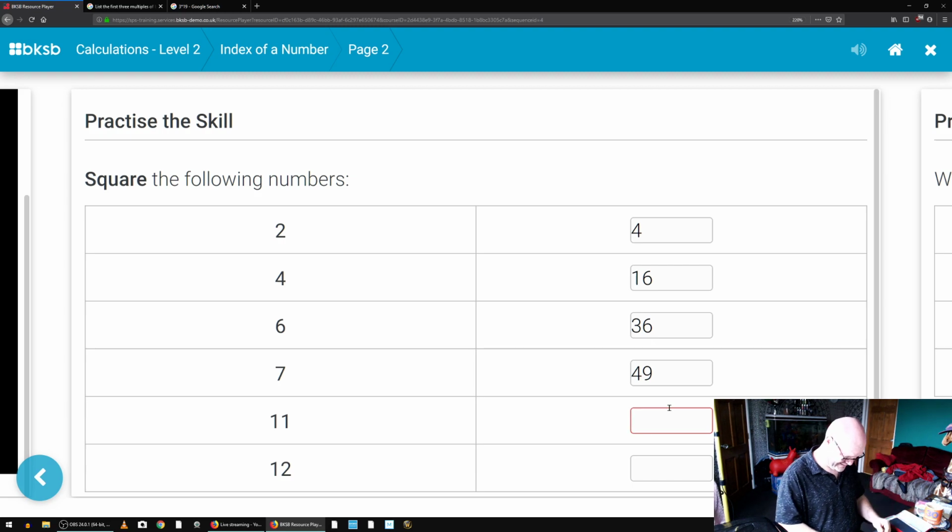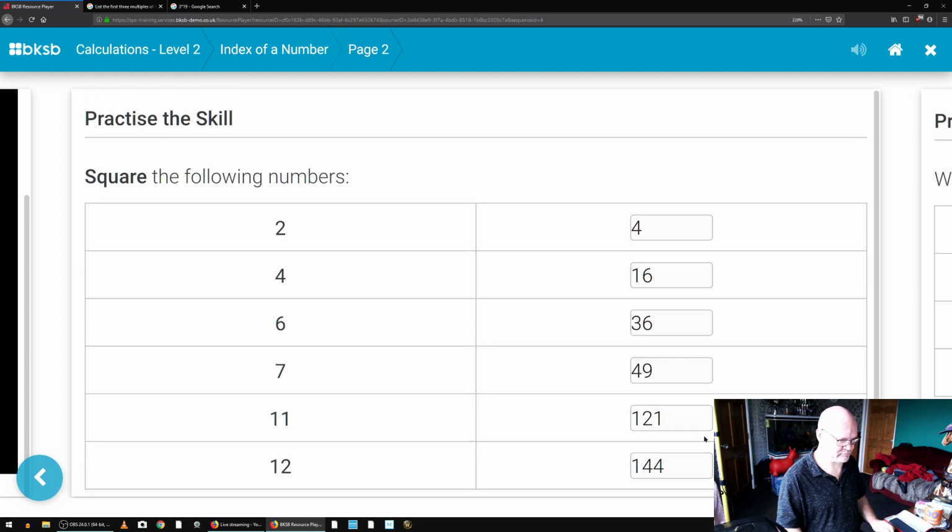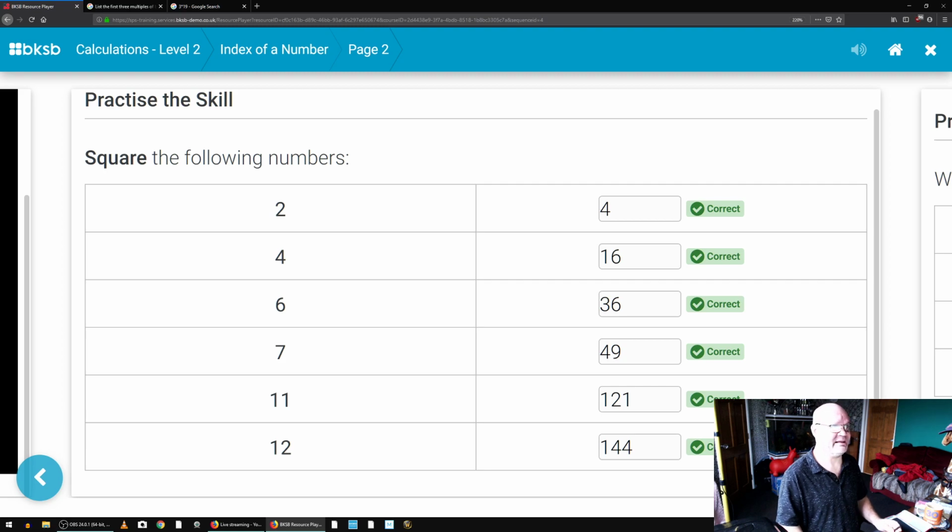This I should be able to do in my head because it's 1, 1, 1, 1, whatever. So it's 11 times 11, 121. And then 12. It's 244, I think. No, 144. It's lucky I worked it out, isn't it? Okay. That was nice and easy.